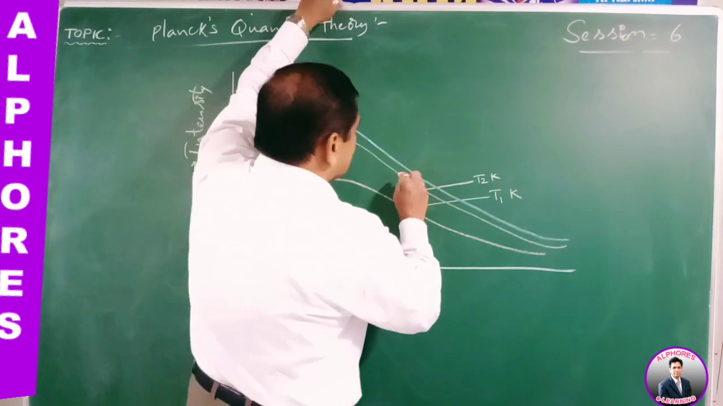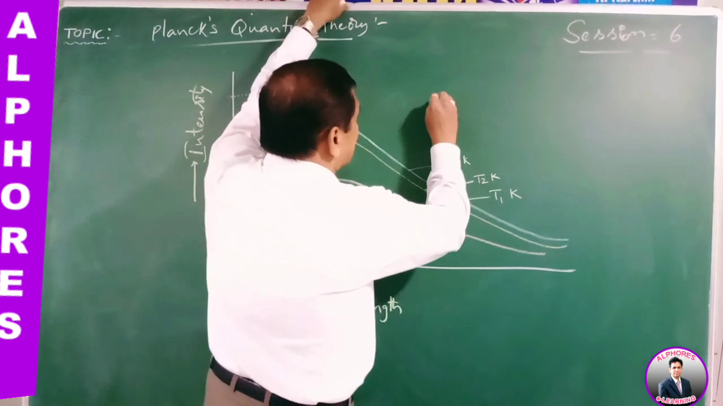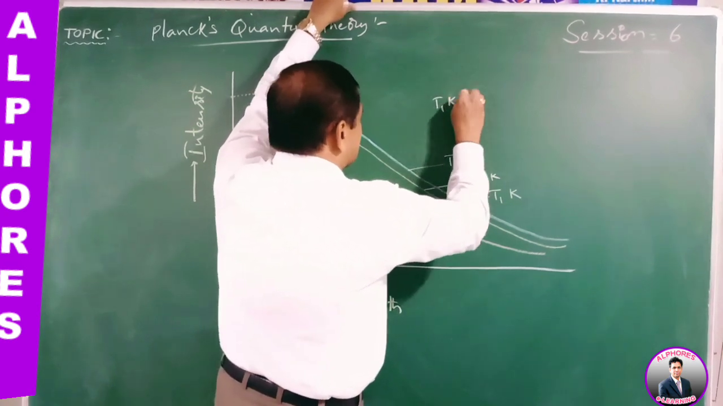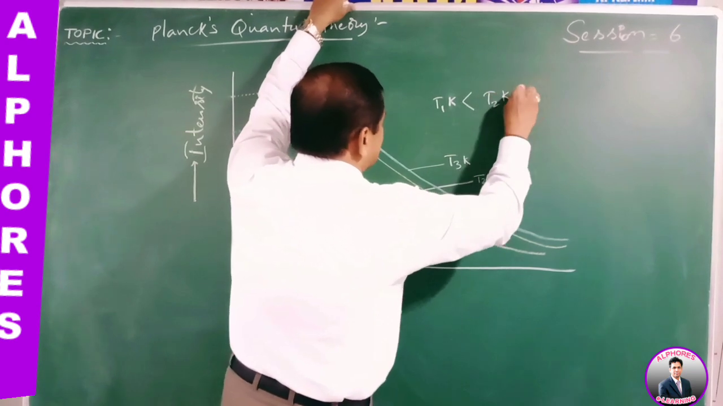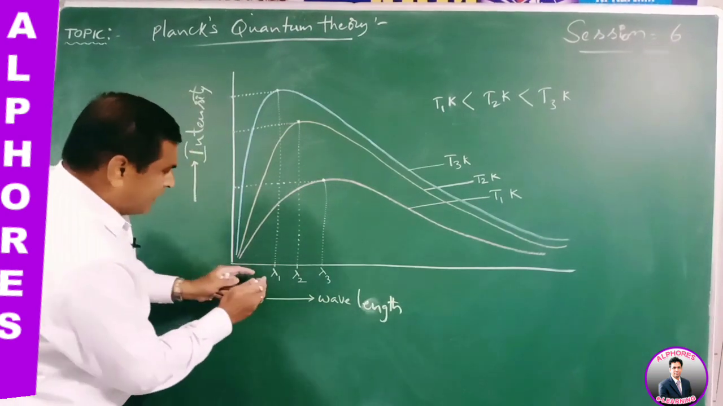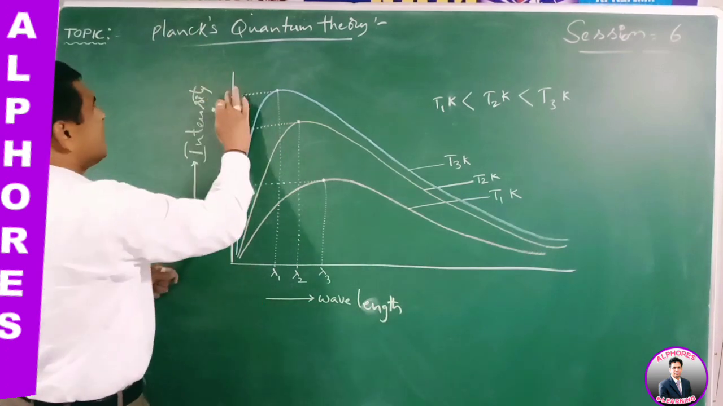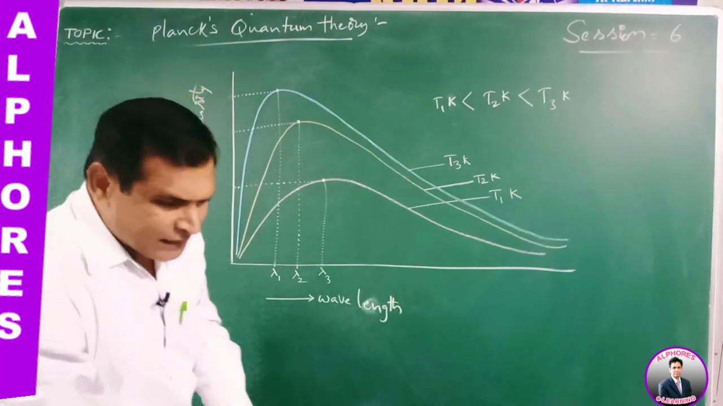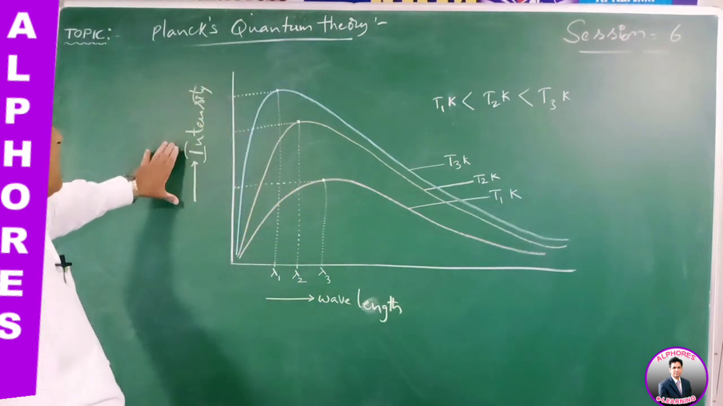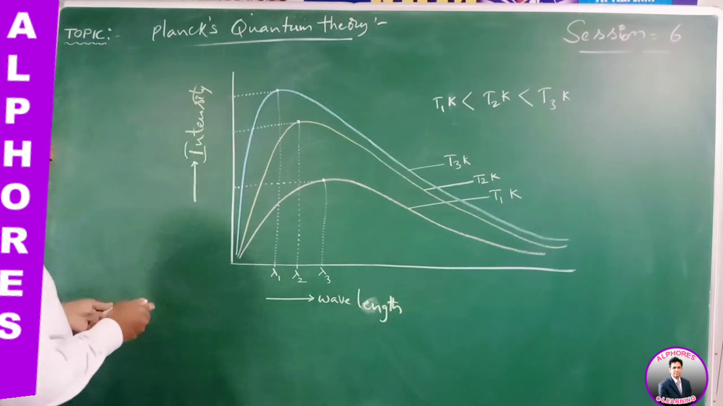And now this graph is obtained at T3 kelvins. Now T1 Kelvin temperature is less than T2 Kelvin temperature, which is less than T3 Kelvin temperature. So wavelength lambda 1 is less than lambda 2, which is less than lambda 3, it increases. So this is intensity increases. So now let us explain the conclusions of the graph once again. That is the graph plotted between intensity and wavelength of the radiant energy.